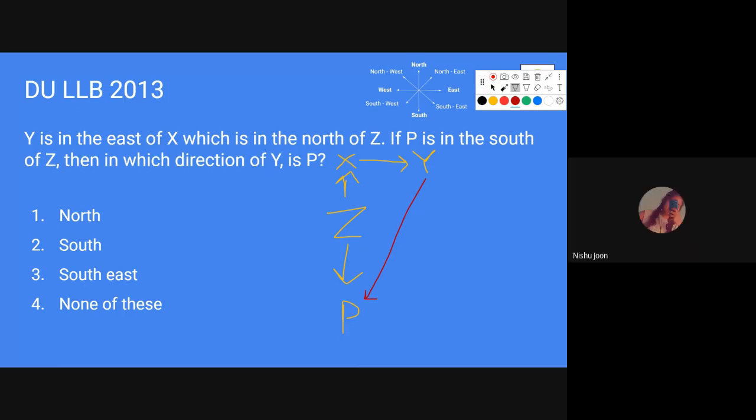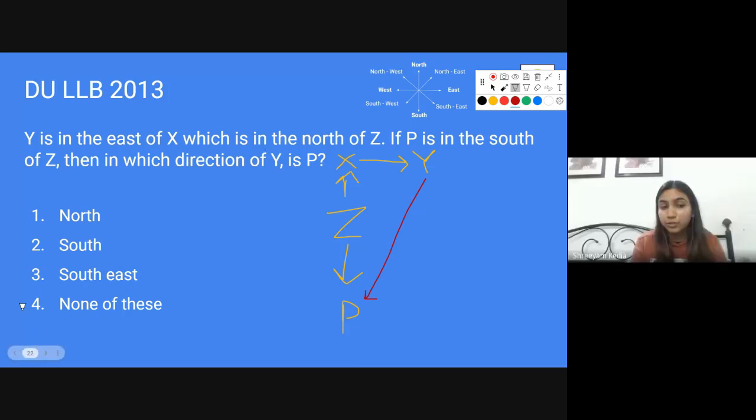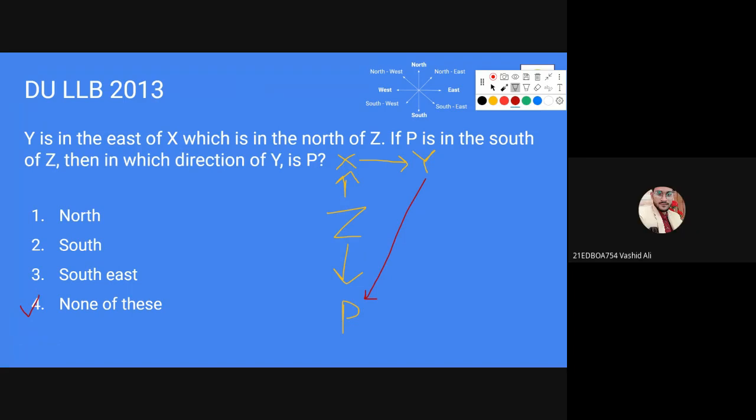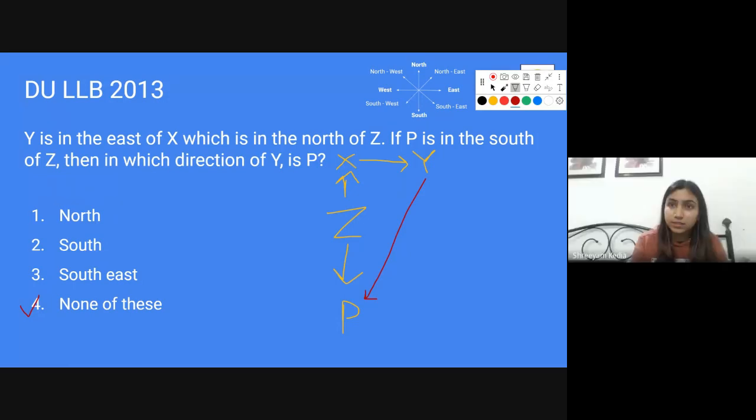Ma'am, but southeast. Sorry, what did you say, southeast? See, I'm saying, it's southwest. Yes, it's southwest. It's not southeast because, look at this, P is in the south of Z. Southwest, right? Understood, right? See, it's not necessary that you might always have the answer in the options. Because southwest is not given, the answer is none of these. Because this is the direction P is from Y.